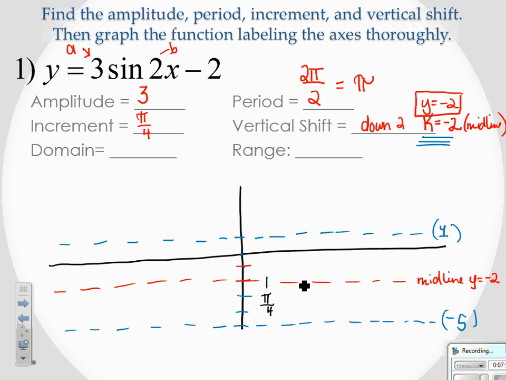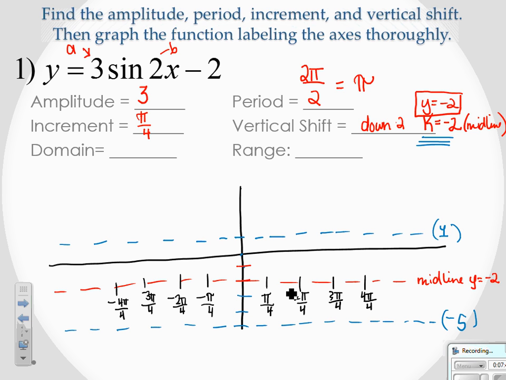So pi over 4, 2 pi over 4, 3 pi over 4, and 4 pi over 4. Then we'll know if that is the midline. We'll always know where we're supposed to go. Negative pi over 4, -2 pi over 4, -3 pi over 4, and -4 pi over 4.